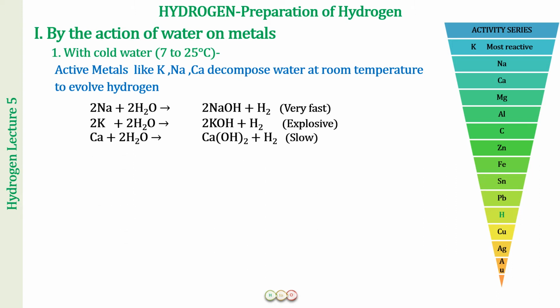Next, we have the reaction of calcium with water. Calcium and water form calcium hydroxide and hydrogen again, but this is a slow reaction in comparison to the reactions for the alkali metals. Please do remember that all the alkaline earth metals, that is calcium, barium, strontium, react with cold water to form the corresponding hydroxide and release hydrogen. Magnesium reacts with hot water, forming magnesium oxide and liberating hydrogen.